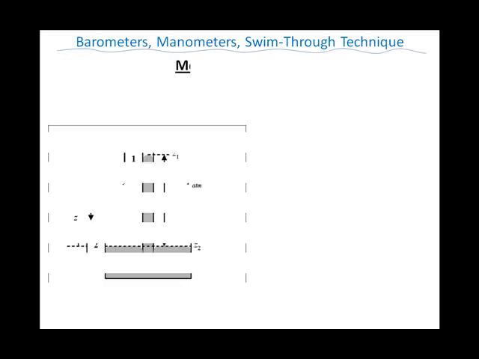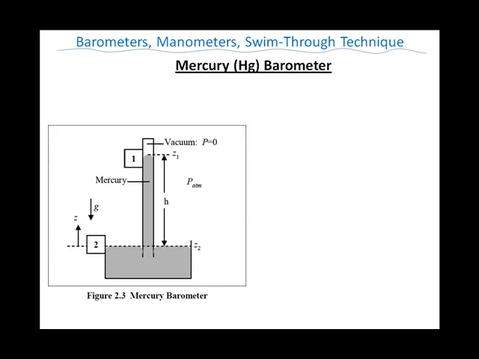For this lesson objective, we're going to learn about barometers, manometers, and the swim-through technique, which will help us to solve manometer problems. I'll start off by introducing you to what's called a mercury barometer. It's a relatively simple device that's used to measure atmospheric pressure relative to zero absolute pressure.